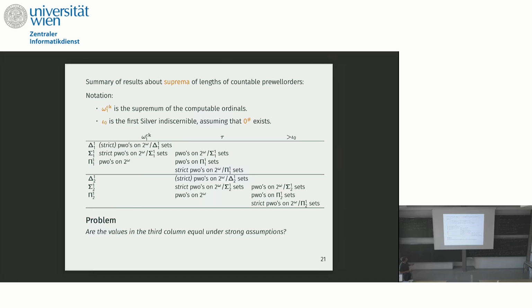Let's compare this one: strict Σ¹₂ pre-well orders on omega. But here we have just pre-well orders, so that's the non-strict versions, and they have completely different suprema. So the lengths here are at most tau, actually below, and here we are above the first Silver indiscernible that I called Yoda 0 here. So I'm assuming that 0 sharp exists here.